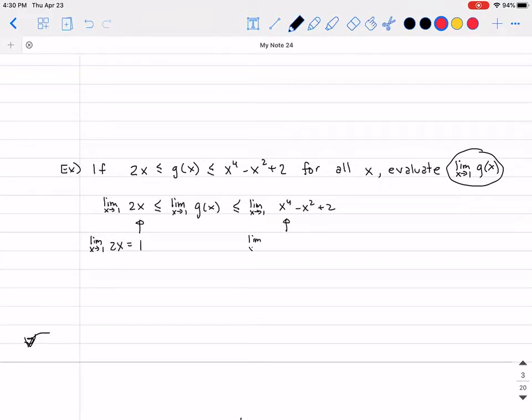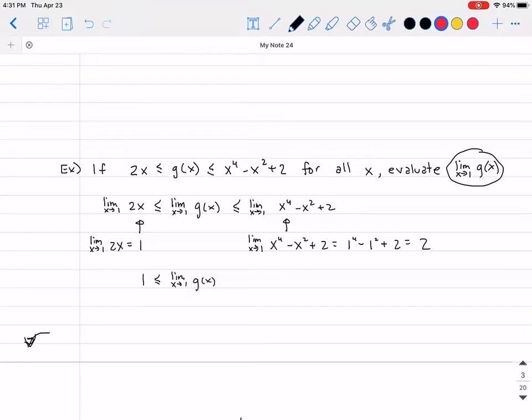Which we can replace over here. And for the upper bound, we can find its limit also because it's a polynomial, so we can use direct substitution. So the limit as x approaches 1 of x to the fourth minus x squared plus 2 is equal to 1 to the fourth minus 1 squared plus 2, which is going to be equal to 2. Okay, so as a result, that means the limit as x approaches 1 of g of x is going to be somewhere in between 1 and 2.